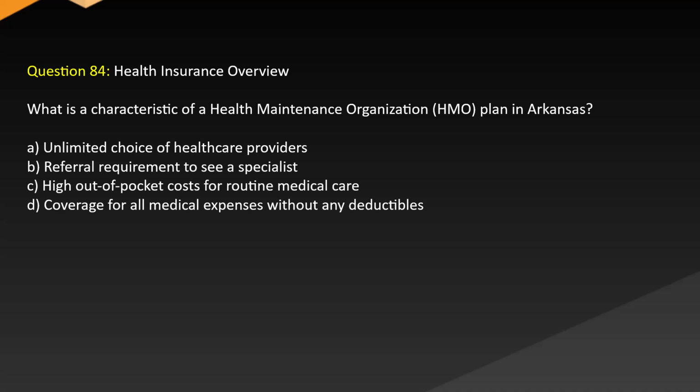Question 84. Health insurance overview. What is a characteristic of a health maintenance organization (HMO) plan in Arkansas? A. Unlimited choice of healthcare providers. B.